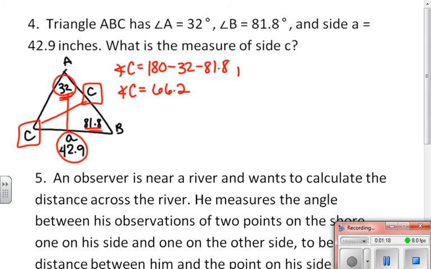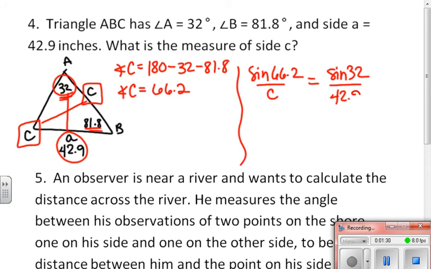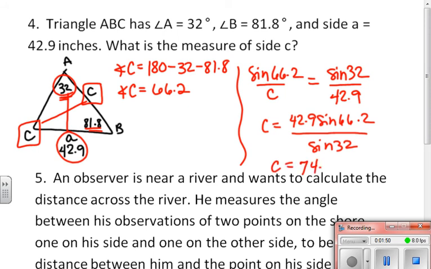Now I can set up my law of sines and say the sine of 66.2 over little c is equal to the sine of 32 over 42.9. Cross multiply and divide, and I end up with c being equal to 42.9 sine of 66.2 over the sine of 32. And when you go to your calculator, you end up with c being 74.1.